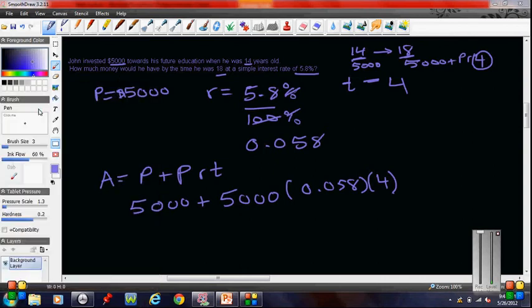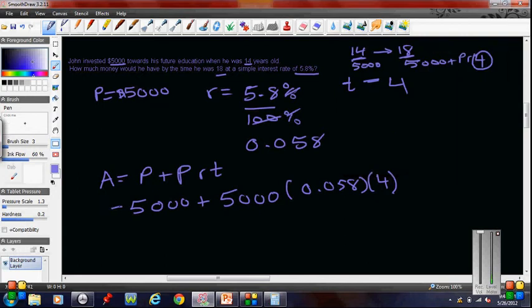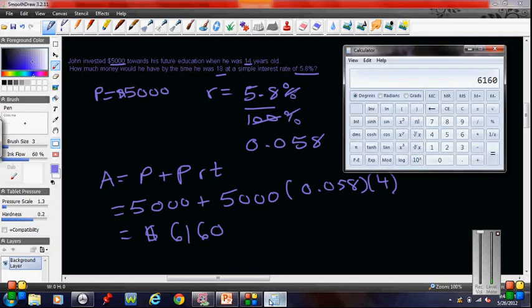Calculator. All right, so let's do this now. We have 5,000 multiplied by 0.058, equals that, multiply it by 4, equals that, and then add it to 5,000, and you get 6,160. So A is equal to 6,160. Oh, excuse me, I forgot to include the units. Yep, dollars.